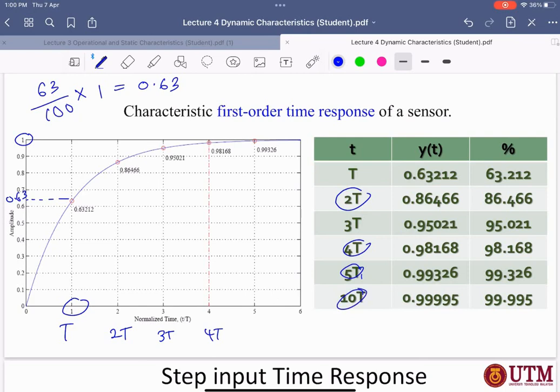So my question is, when you have a sensor that behaves like this, at which point should you measure the data? At which stage should you record the data? Is it T, 2T, 3T, or 4T? Or 5T and 6T? At which point will the data that you get be accurate? Is it this point, or this one, or this one? Which point, guys?